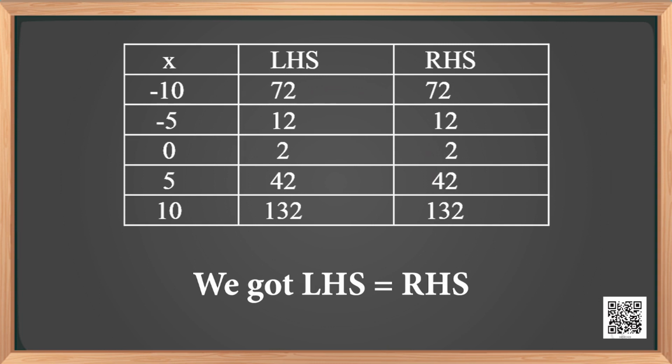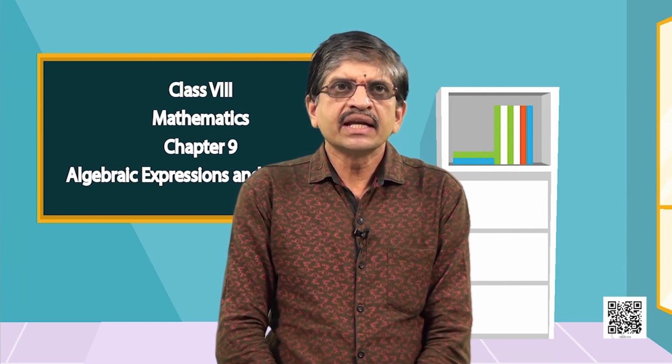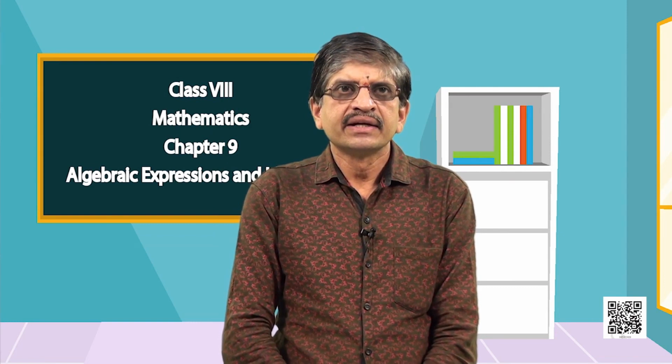Did you observe that for the above values of x we got LHS is equal to RHS? Similarly, we can find for any value of x LHS is equal to RHS. Such an equality which is true for every value of the variable in it is called an identity. Thus, x plus 1 times x plus 2 is equal to x square plus 3x plus 2 is an identity. An equation which is true only for certain values of variables in it. It is not true for all the values of the variable. Let us consider the following example.